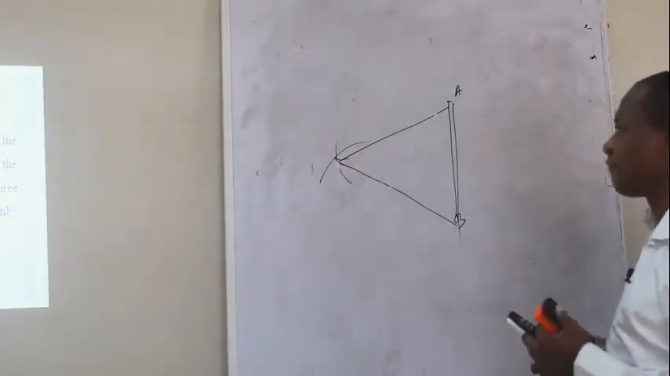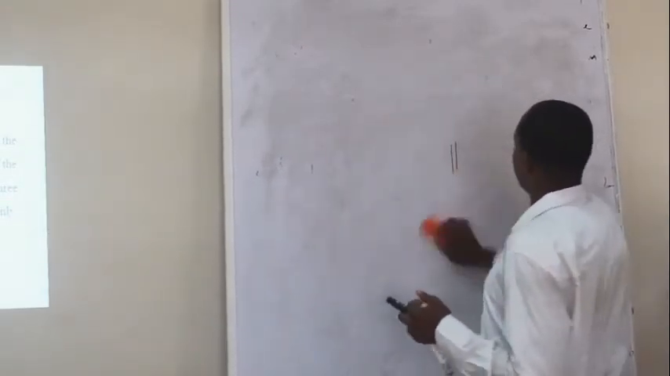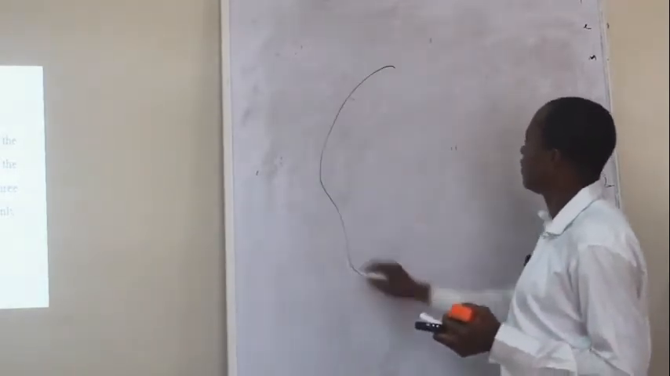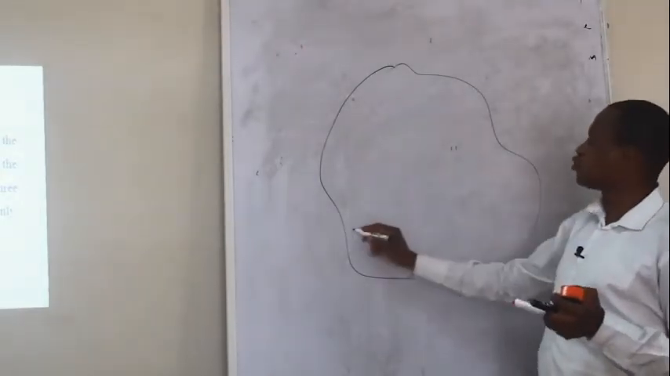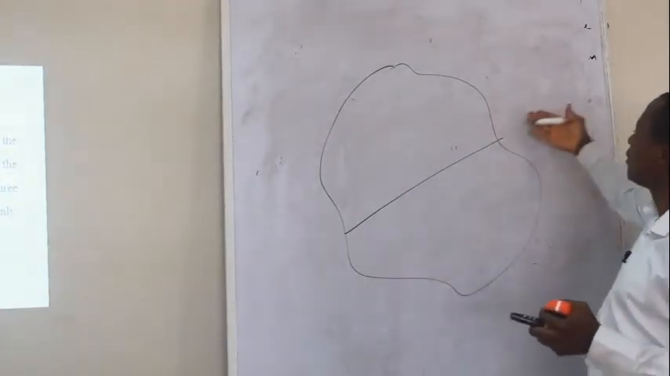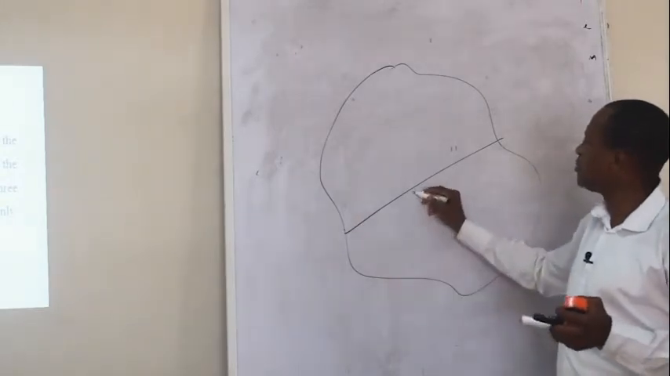So if you now have a parcel of land, let's assume this is a parcel of land, and you want to map it, look for the longest line. If it's possible for you to measure the longest line there, which we call the baseline, this baseline.